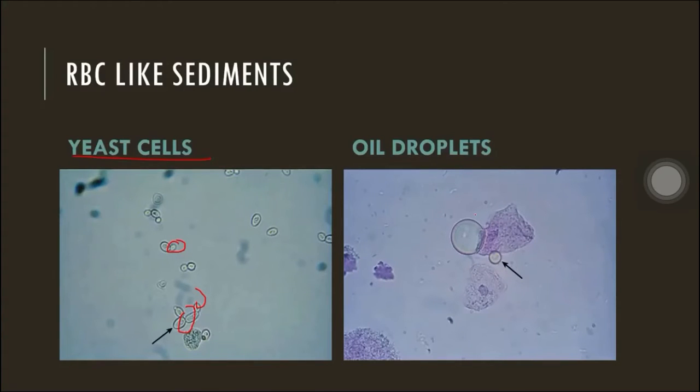Next, we have oil droplets. They may resemble RBCs, but how can you differentiate them from the red blood cells? Oil droplets are highly refractive as compared with RBCs, as well as being a perfect round shape as compared with RBCs. It is highly refractive, as well as more round in shape.